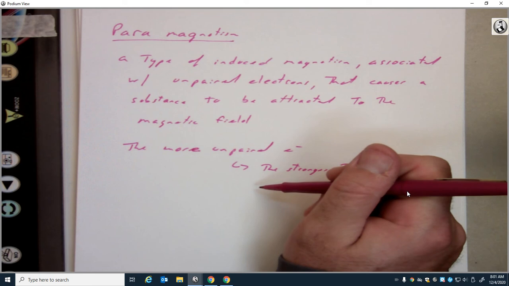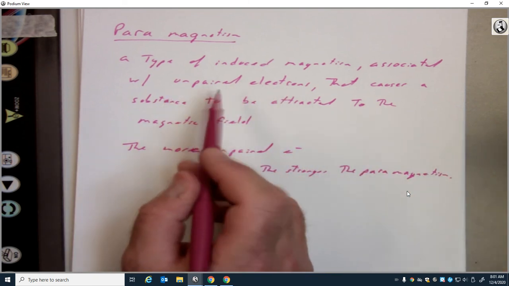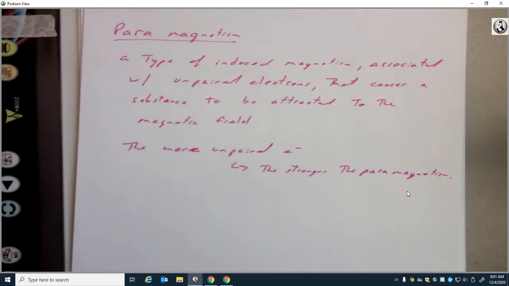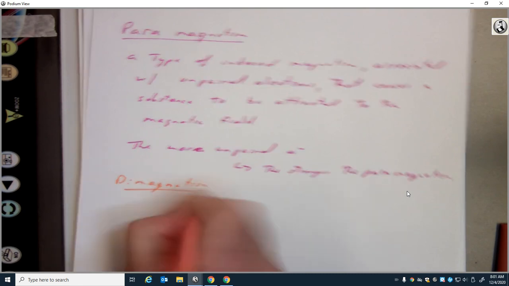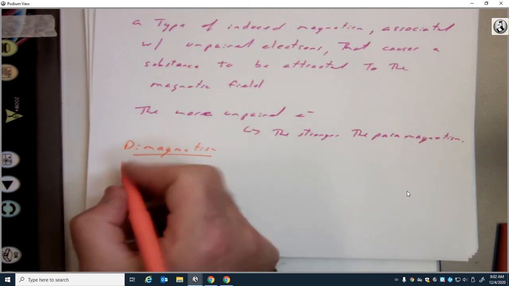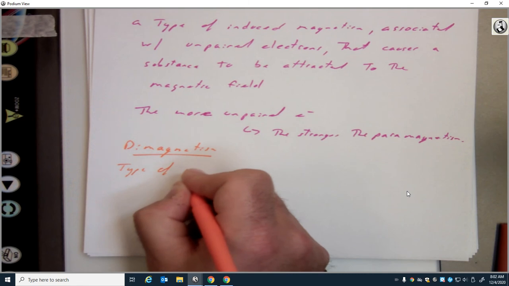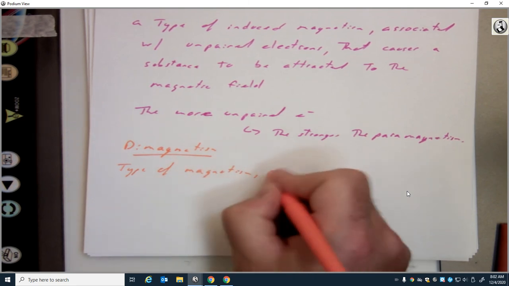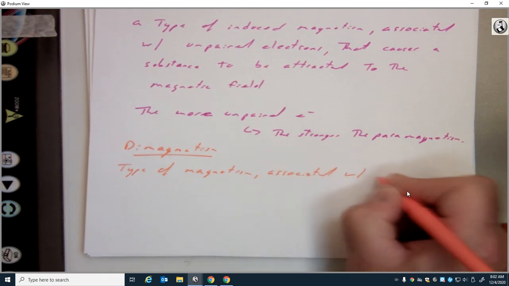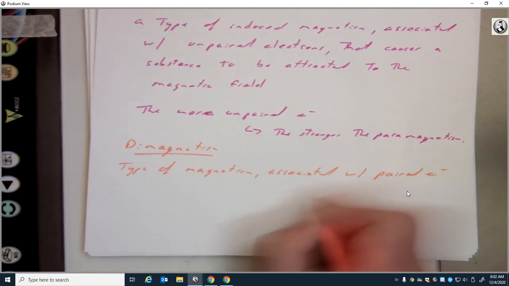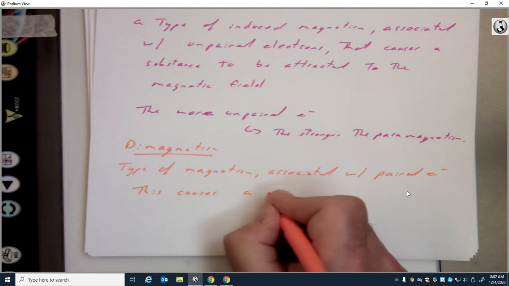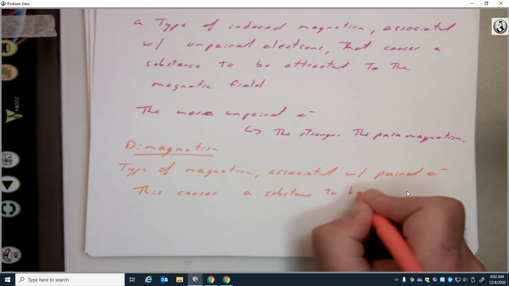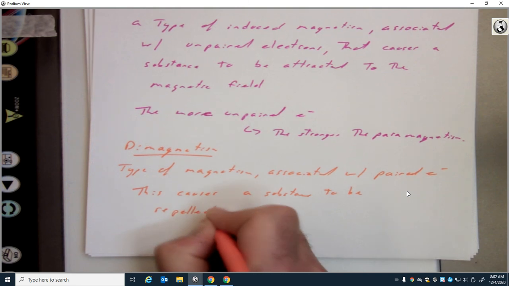So what we're going to be looking at is we're going to go back to our molecular orbitals, and we're going to be looking at the electrons. Are they unpaired or are they paired? Because if they're paired, that's called dimagnetism. So dimagnetism is a type of magnetism associated with paired electrons. This causes a substance to be repelled from a magnetic field.